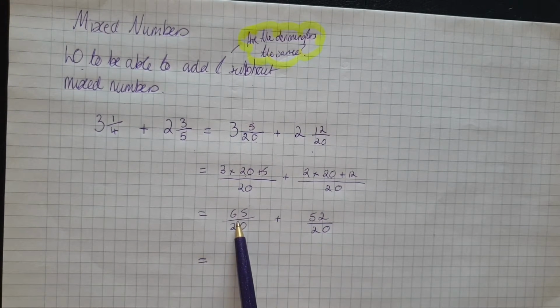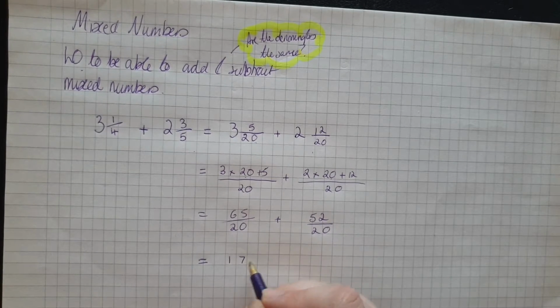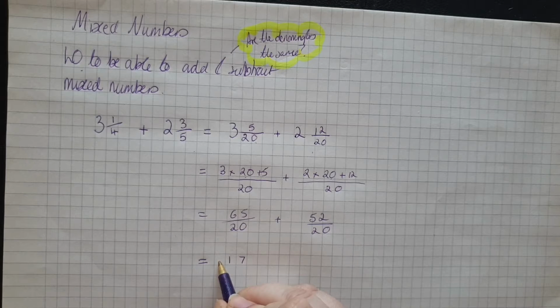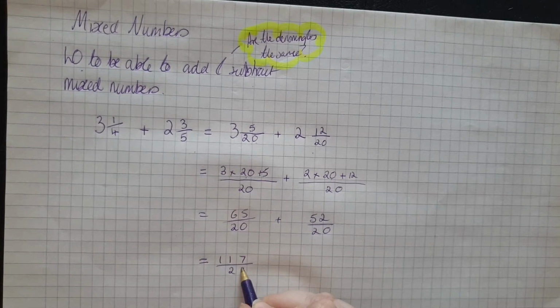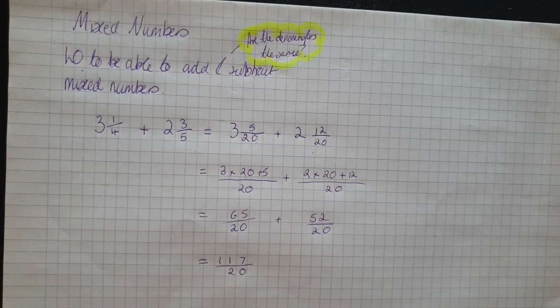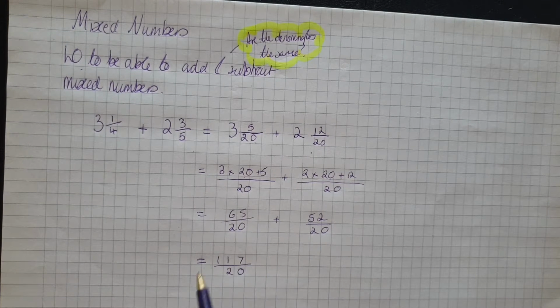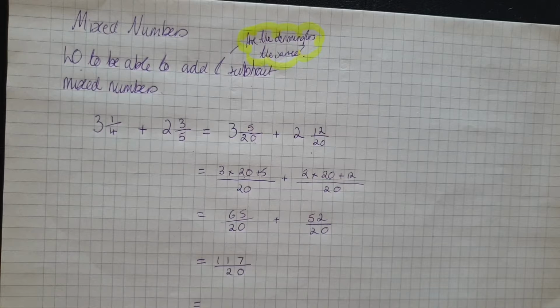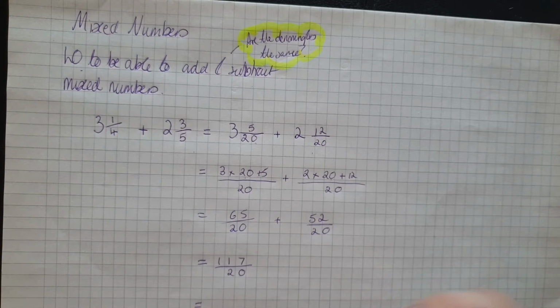So 65 plus 52 gives us 117 over 20. This is an acceptable answer. It is a correct answer, but it is not the complete answer. The complete answer, you need to convert it back into a mixed number.